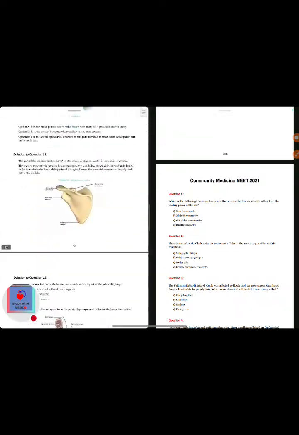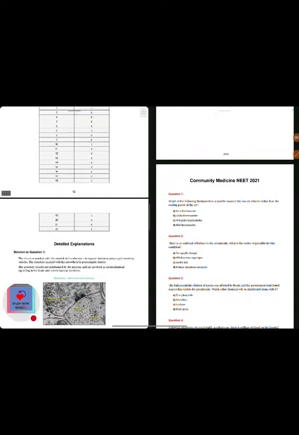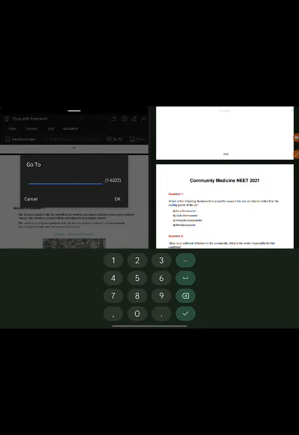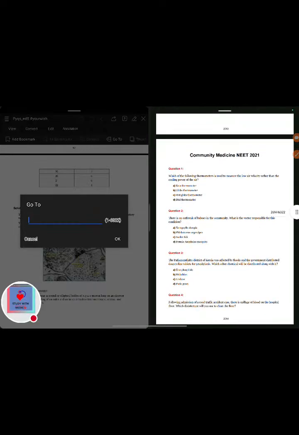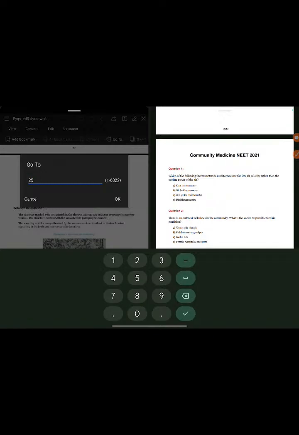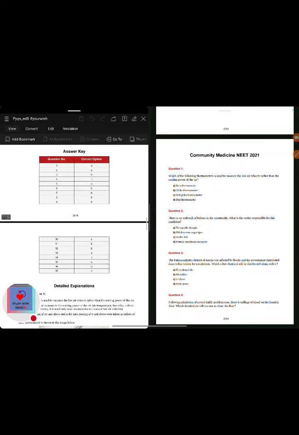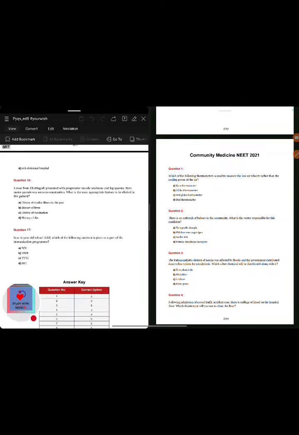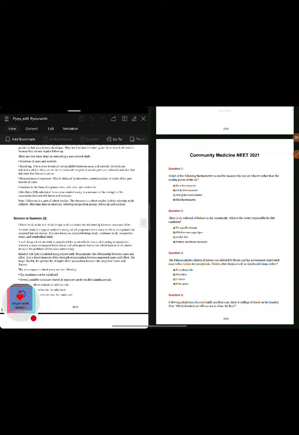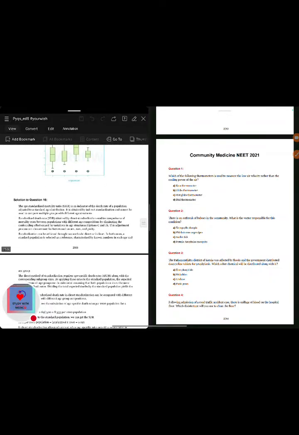How to reach the paper? One second, let me. How to reach the paper? Okay, fine. So we are in community medicine, the 2021 paper.